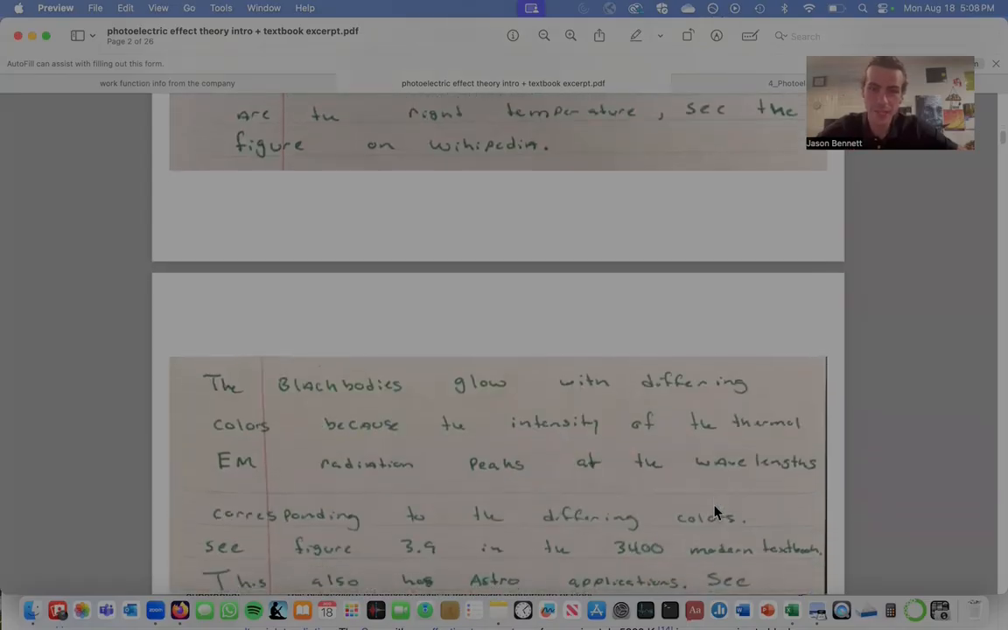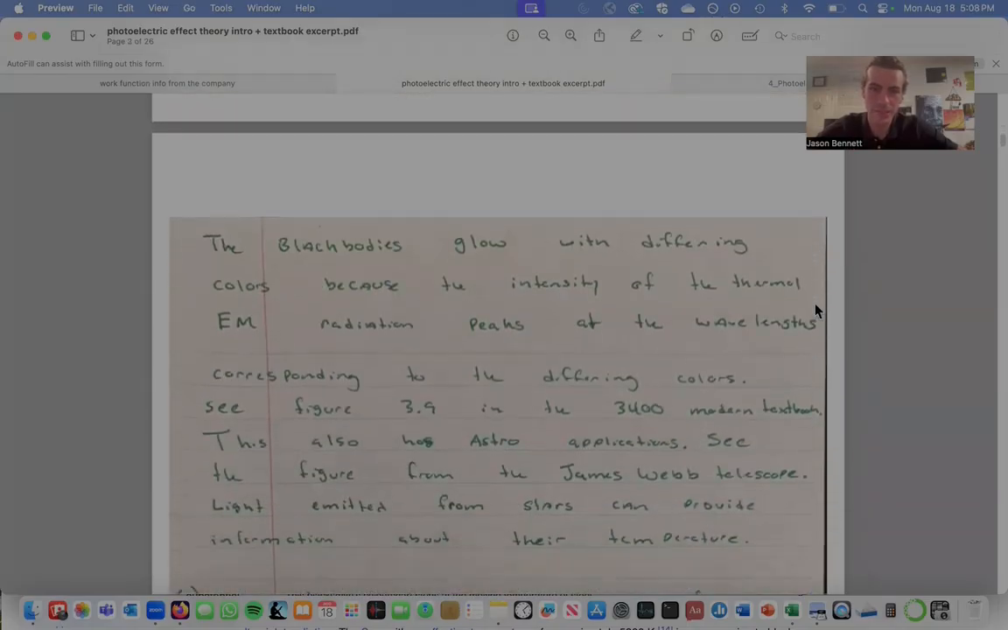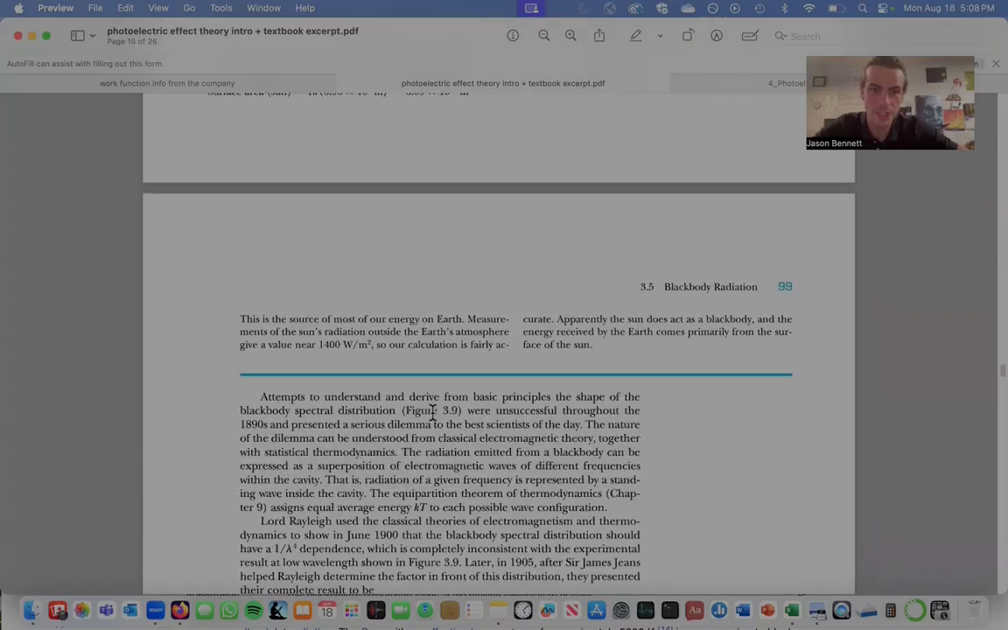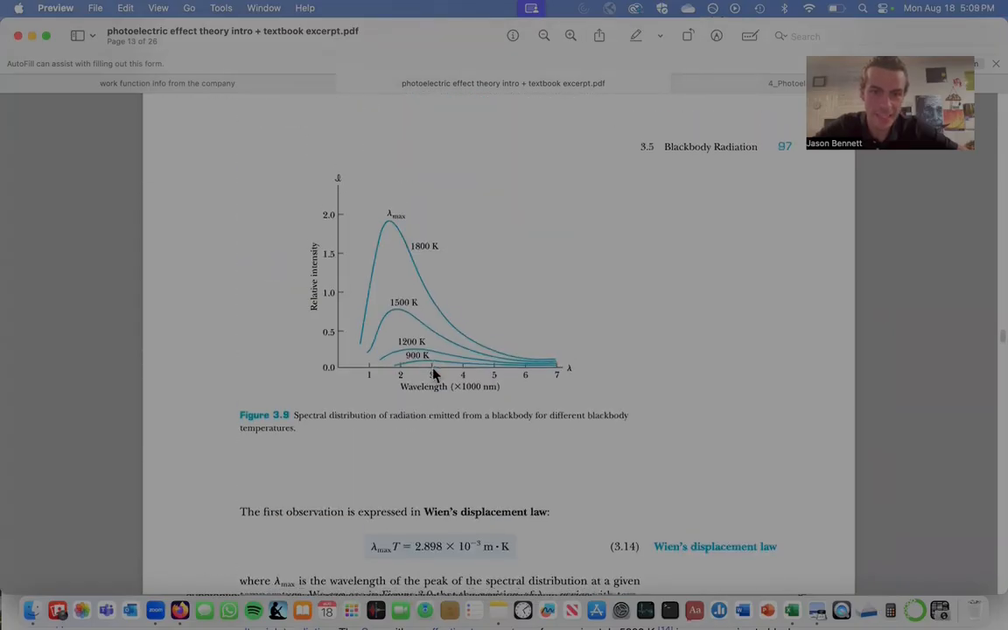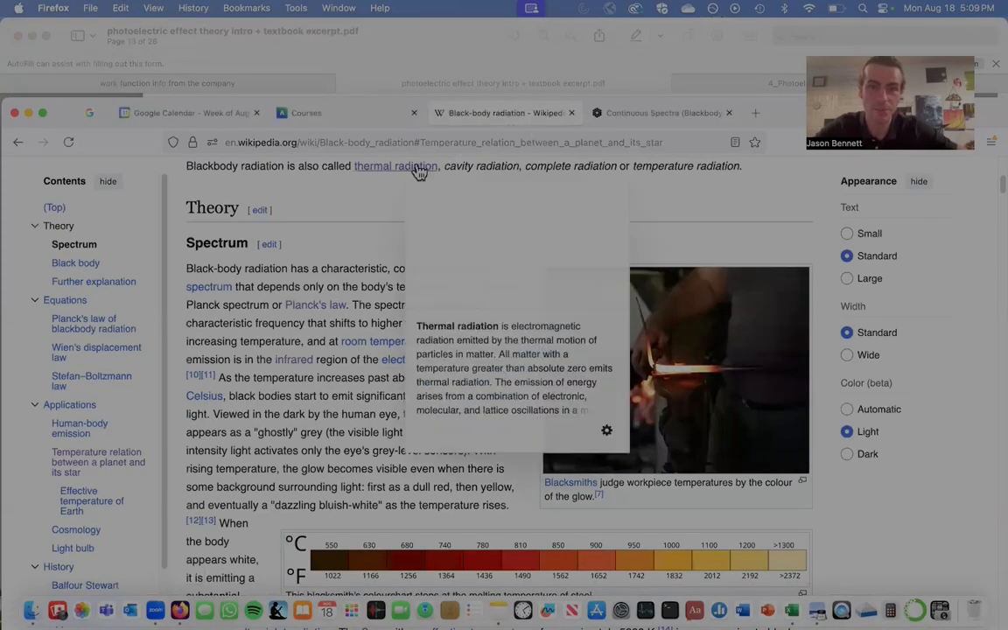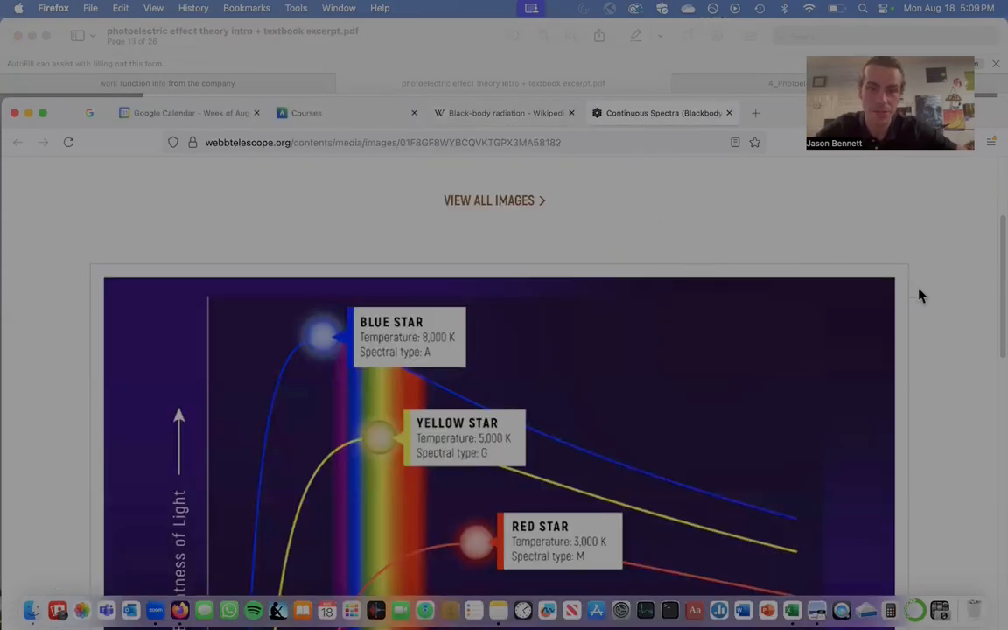And the reason for this is because the intensity of the thermal radiation peaks at different wavelengths, and those wavelengths correspond to different colors. So in the textbook, we've got this figure here, 3.9, which shows us that the intensity, the amount of radiation that's coming out, peaks at different wavelengths. So those different wavelengths are going to correspond to different colors. And this also has a huge application in terms of astronomy.